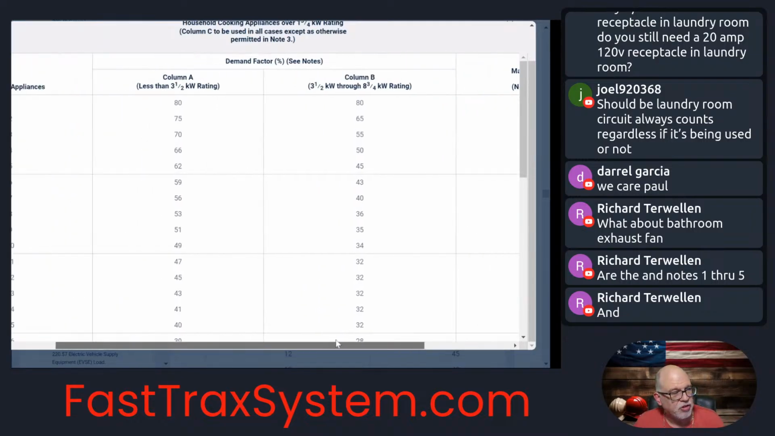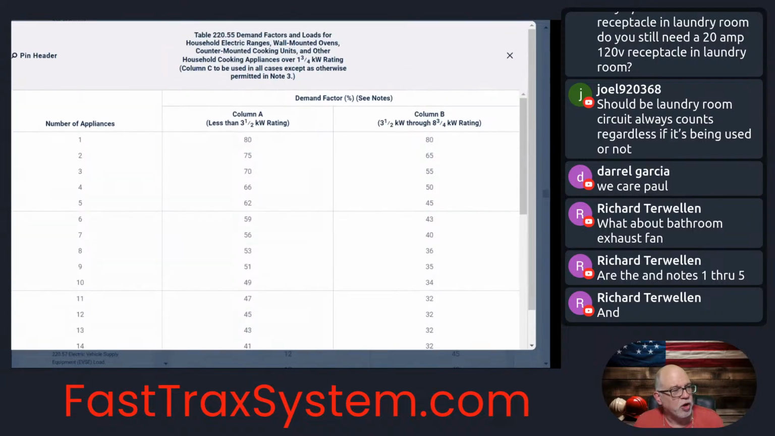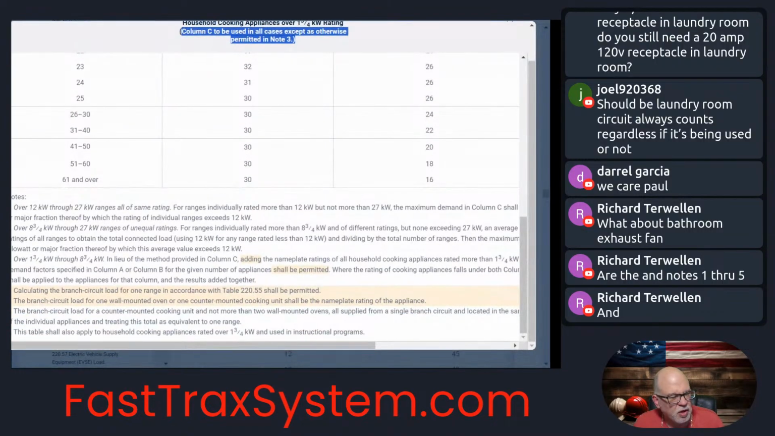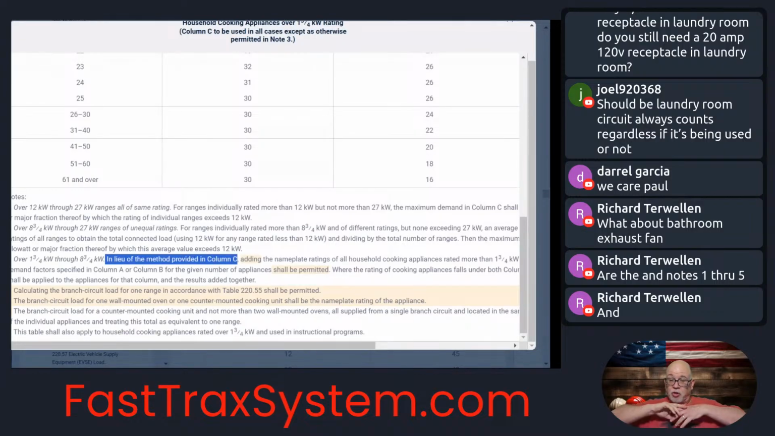Okay? All right, so now for us, since we're going to be able to use column B, because ours is both a 7 and a 6, so it falls nice and nifty between these two values, we're going to use this rule that says we can use note 3. And the reason for that is if you come down here and look, for note 3, it says if it's over 1 3/4 through 8 3/4 kW, it says in lieu of the method provided in column C. So that confuses people, but that's what in lieu of means.